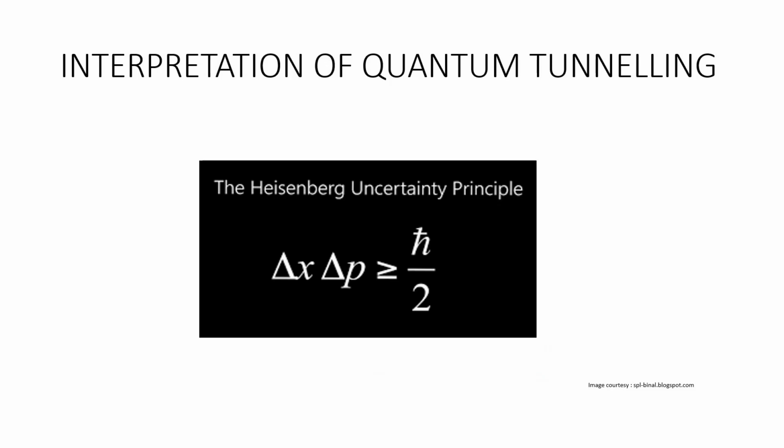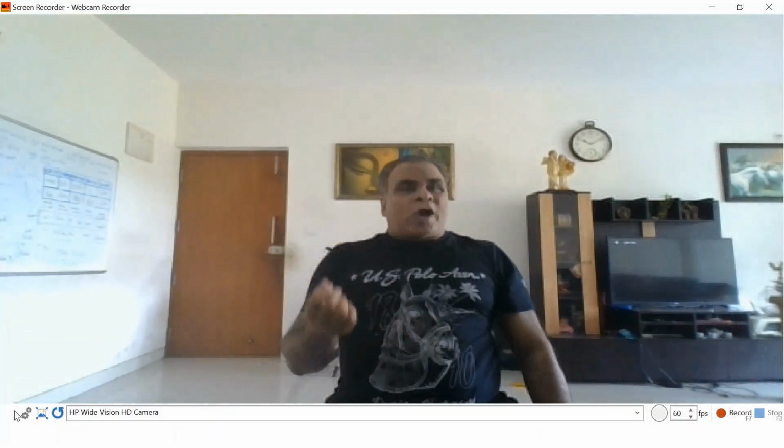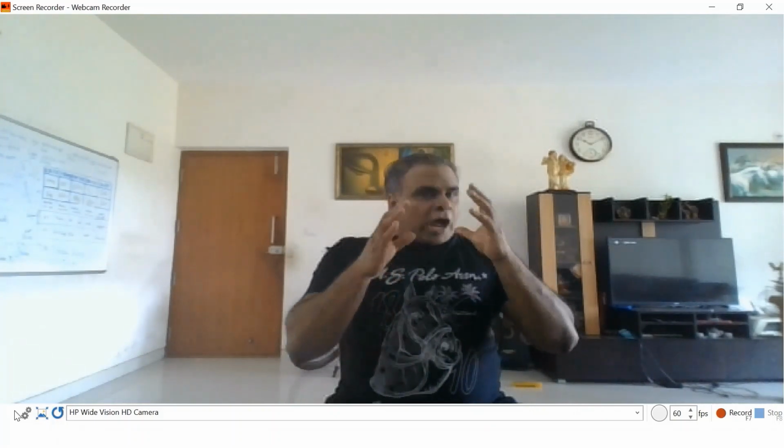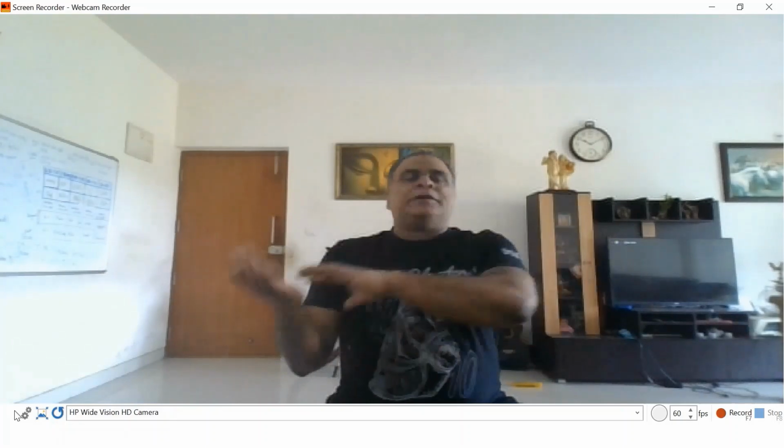Now we are going to discuss the interpretation of why this quantum tunneling occurs. The reason for this difference between classical physics and quantum mechanics comes from the treatment of matter in quantum mechanics as having properties of waves and particles. One interpretation of this duality involves Heisenberg's uncertainty principle, which defines a limit on how precisely the position and the momentum of a particle can be known at the same time.